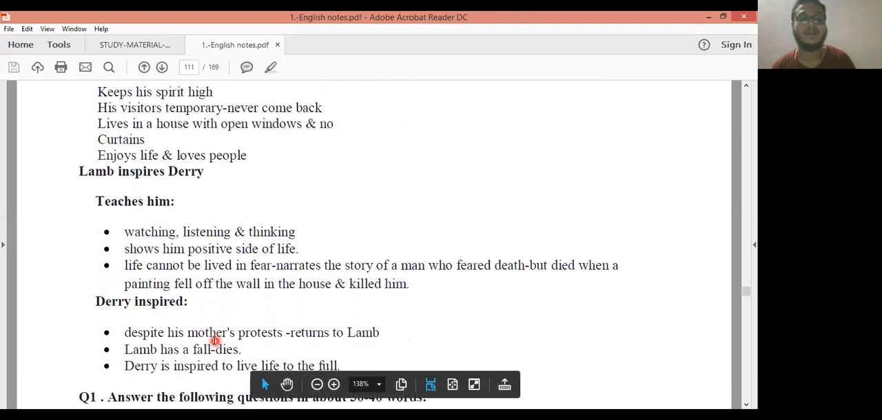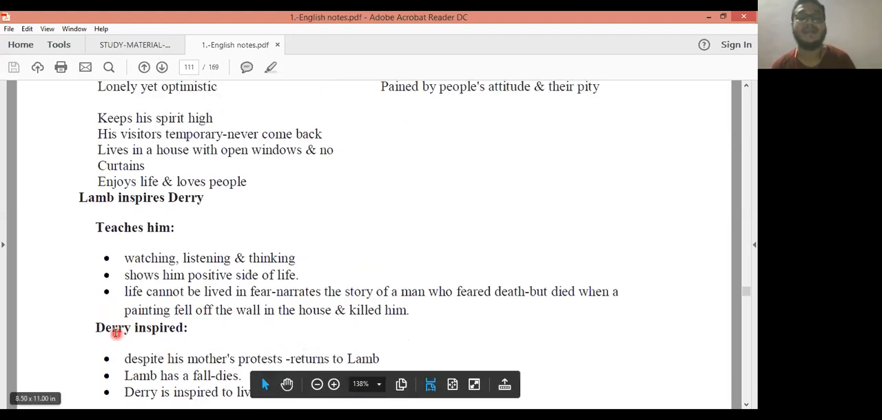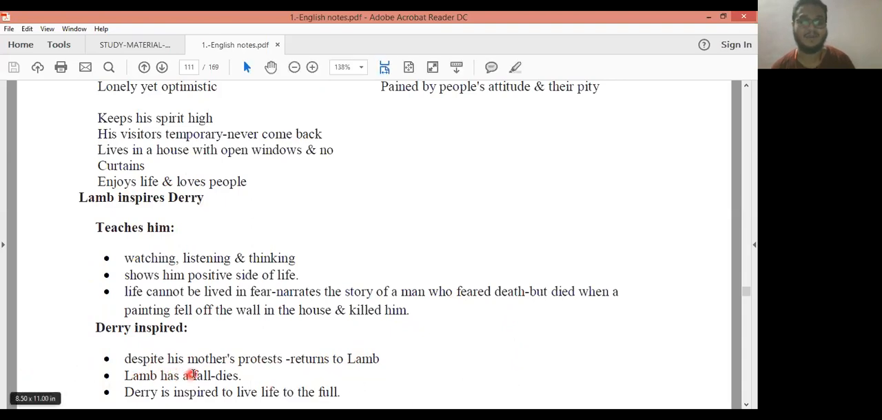We get here another character, that is Derry. Derry gets inspired by whom? By the teaching of Lamb. Despite his mother's protest, he returns to Lamb. Lamb has a fall and dies. So Lamb, what happened? He falls and dies. Derry is inspired to live life to the full. Derry has got inspired from the Lamb. He is going to live his life in full. Whatever problem he has, he will ignore it.